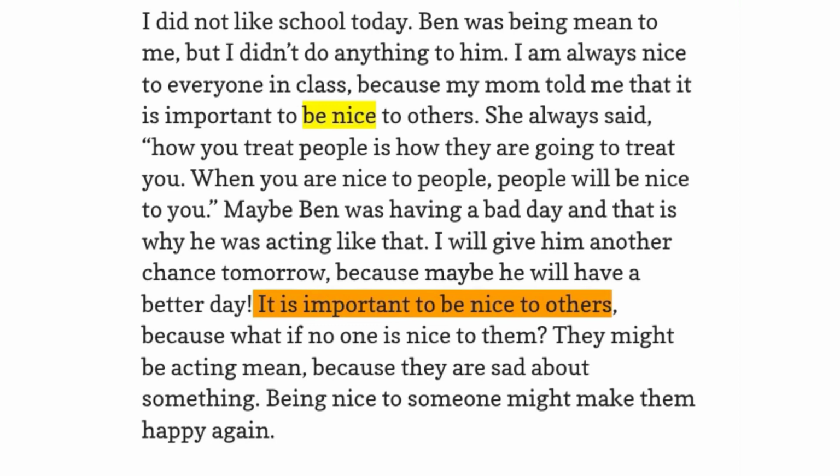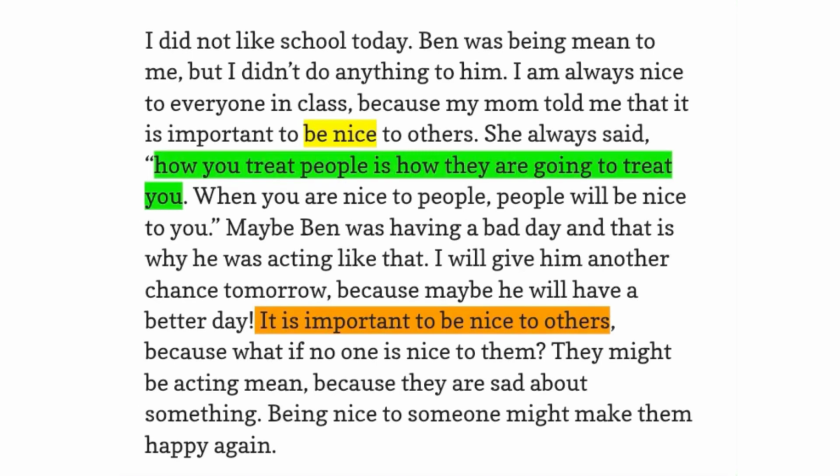She always said, how you treat people is how they are going to treat you. When you are nice to people, people will be nice to you. Does that tell us why it's important to be nice to others? Yes, it does, because it's telling us that if you're nice to somebody, they're going to be nice to you too. So it tells us that how you treat people is how they are going to treat you. So that is an important detail that helps prove why it is important to be nice to others.